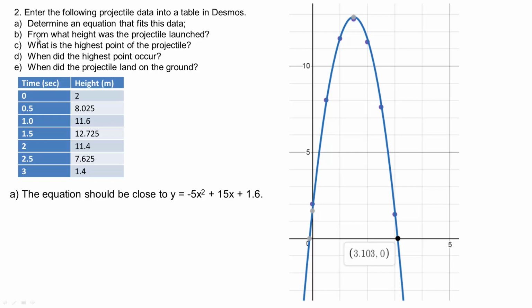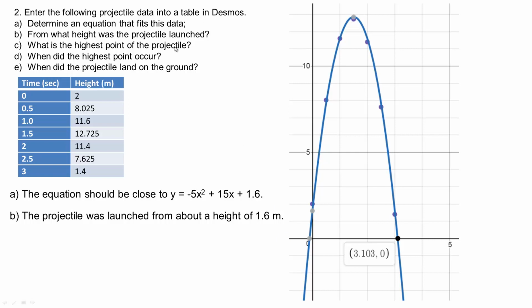So B here asks, from what height was the projectile launched? From the table, it looks like it was about 2 meters. From my equation, this number right here is 1.6. So it's about 1.6, or close to 2 meters.